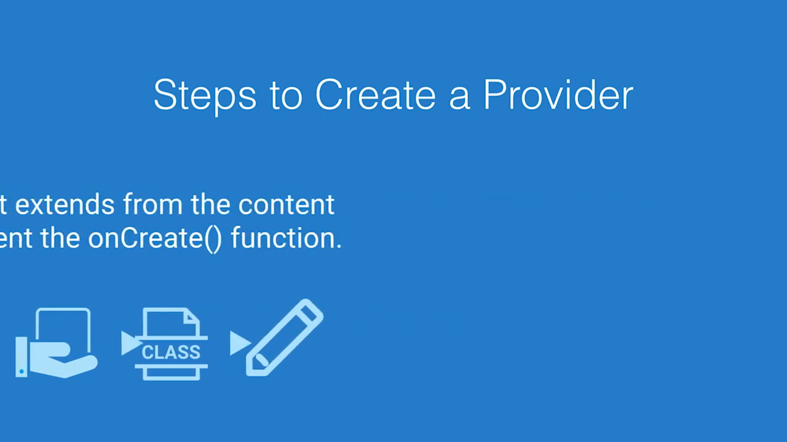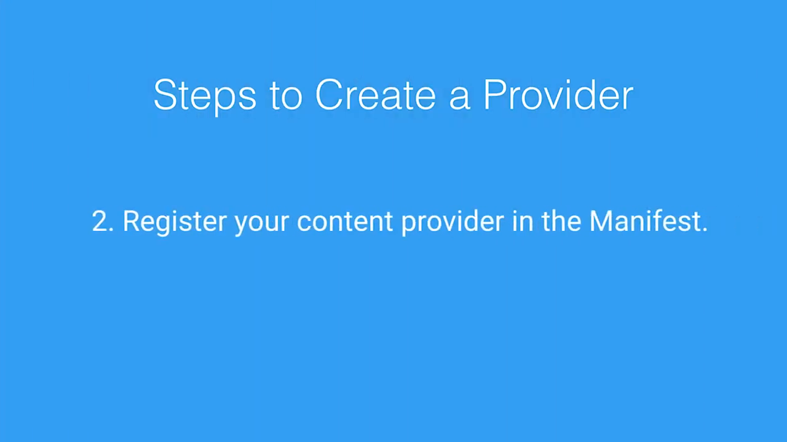The second step is to register this new provider in the Android manifest file. Content providers need to be registered similar to activities, so that your app knows that the provider exists and knows how to refer to it by name and authority.